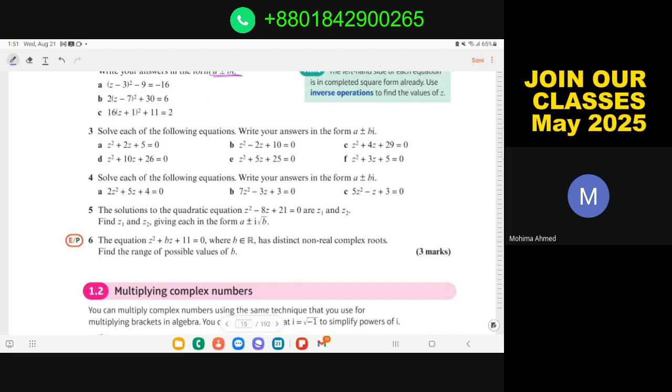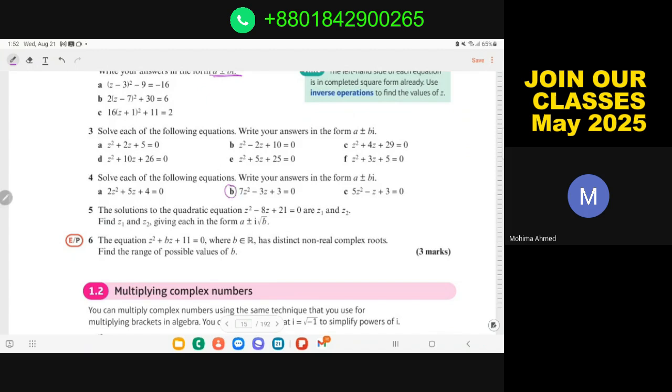Yes, now they're asking you to solve these quadratic equations. For example, 3 and 4 are exactly similar. 3, 4, 5, 6, they're all similar, to be honest. Let's solve question 3F. No, not F. Let's solve question 4B.